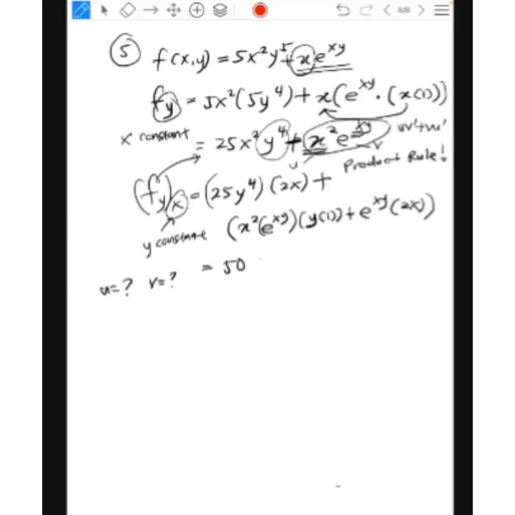So I have 20xy to the power 4 plus xy, x to the power of 2y, exponent xy, plus 2x exponent xy. So this is your answer for fyx. Okay, so for fxy, you may try it yourself, right?